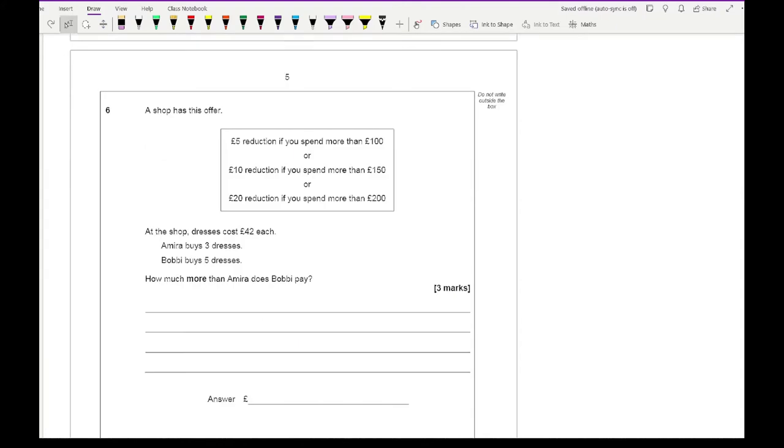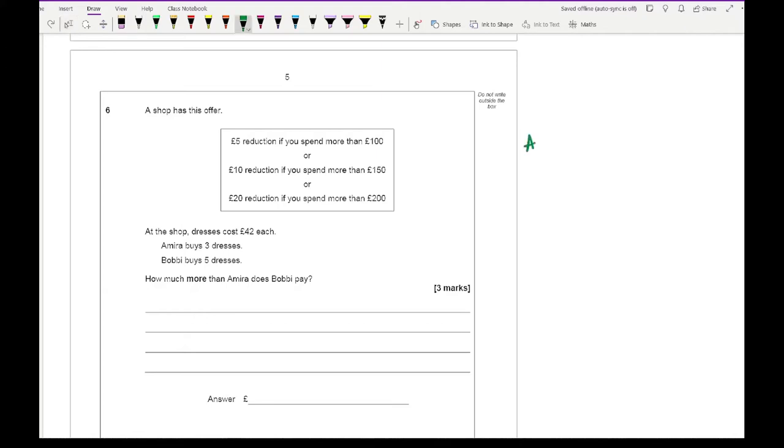So with question 6, it says the shop has an offer. You get £5 off if you spend £100, £10 off if you spend £150, and £20 off if you spend £200. So at the shop, dresses cost £42 each. Amira buys 3 dresses. Bobby buys 5 dresses. And the question is asking us how much more than Amira does Bobby pay? So let's have a look at how much each of these two people pay.